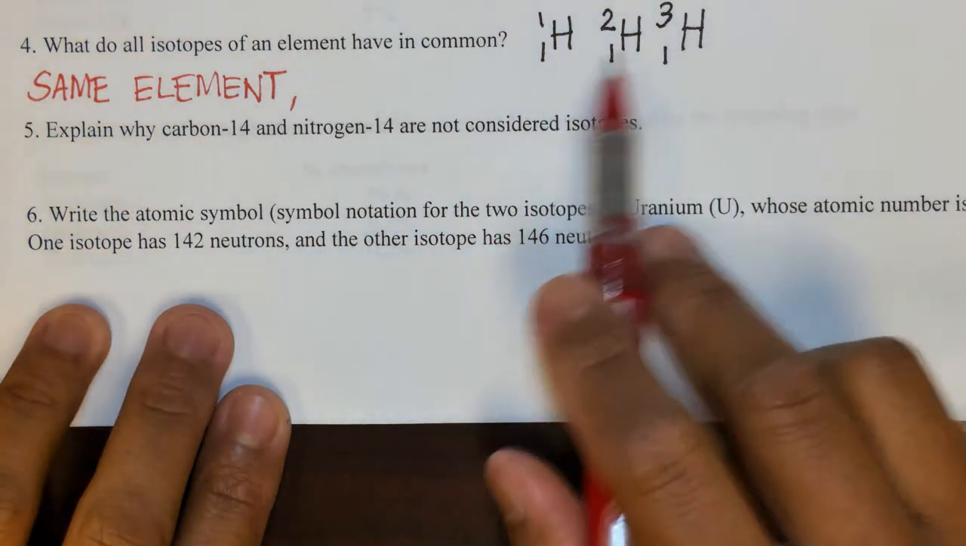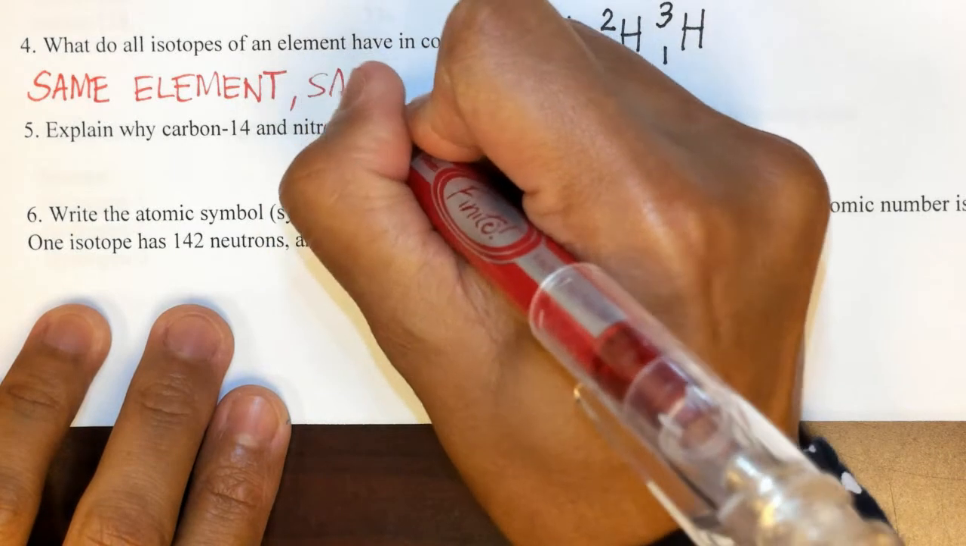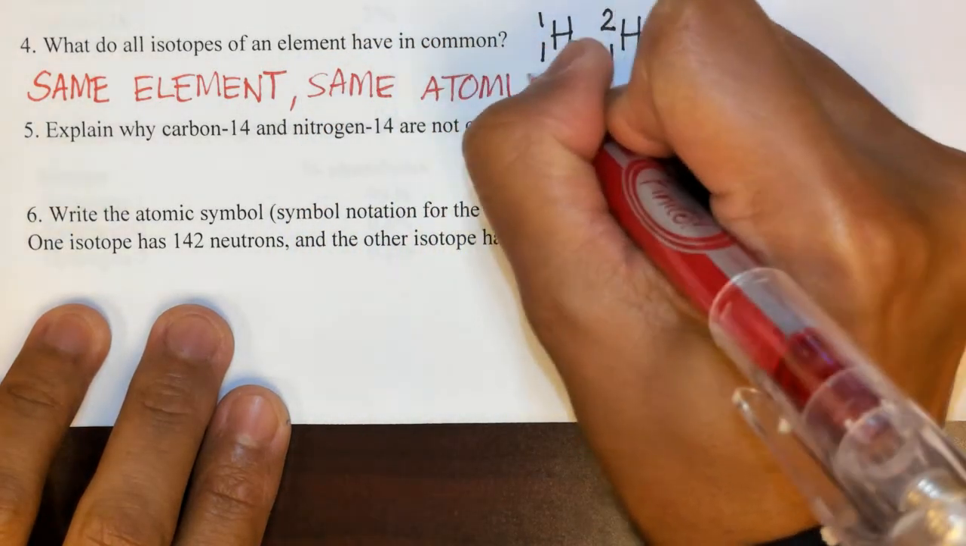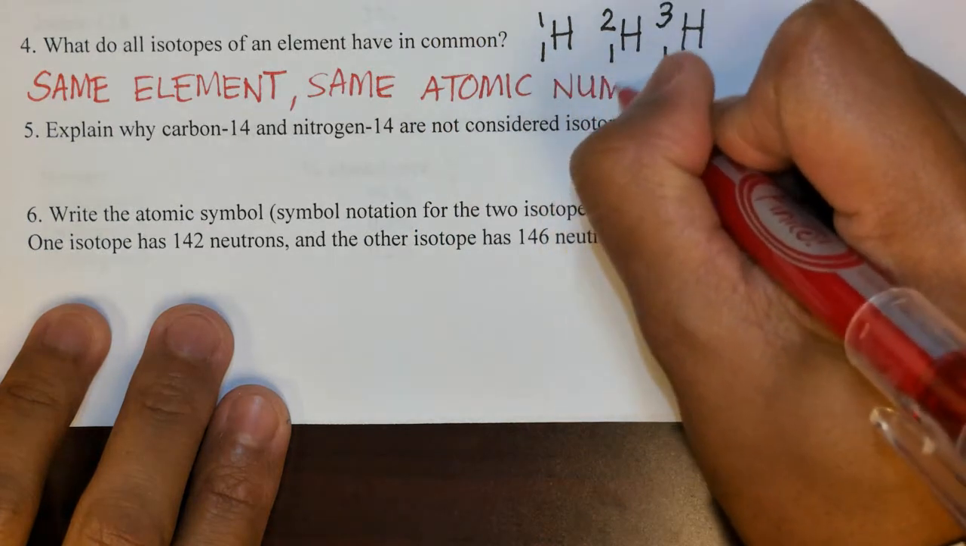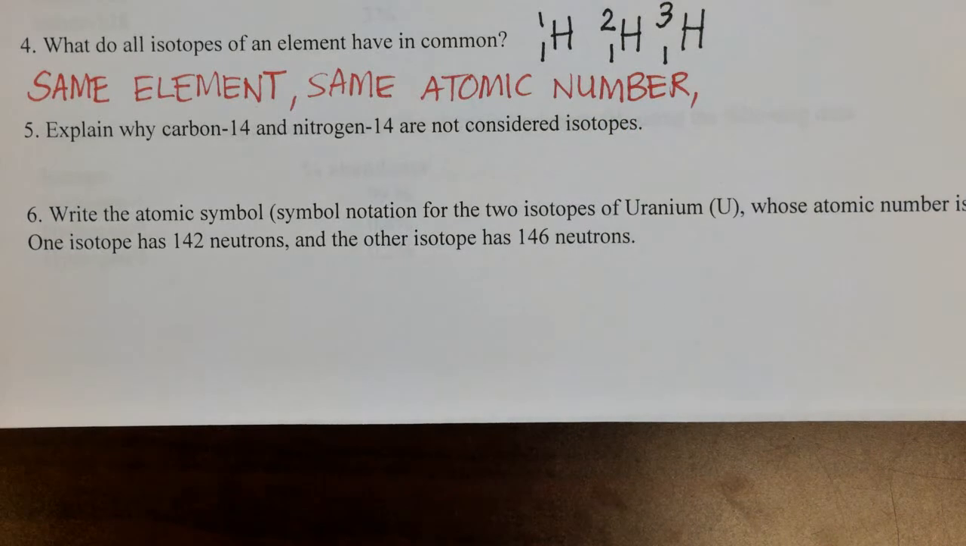And because it's the same element, therefore the atomic number below is also the same. Same atomic number. And which among the 3 subatomic particles is equal to the atomic number? Is it the protons, electrons, or the neutrons? If the atomic number is the same, which subatomic particle is it equivalent to?